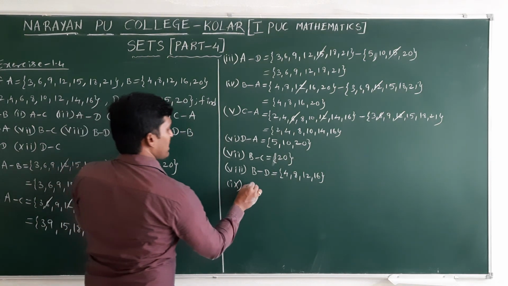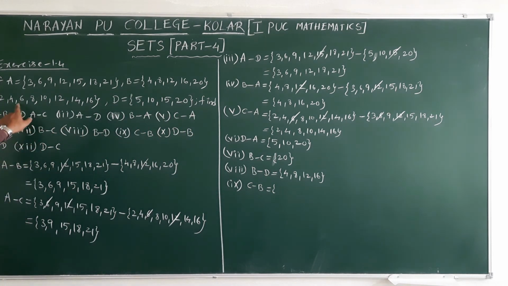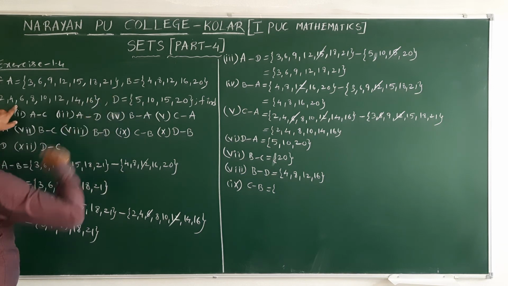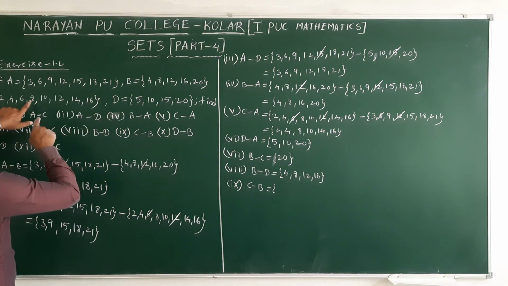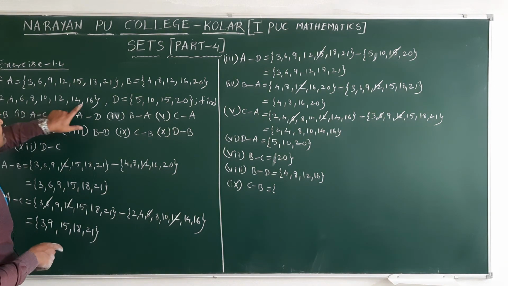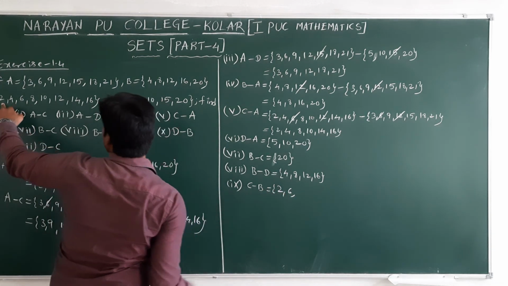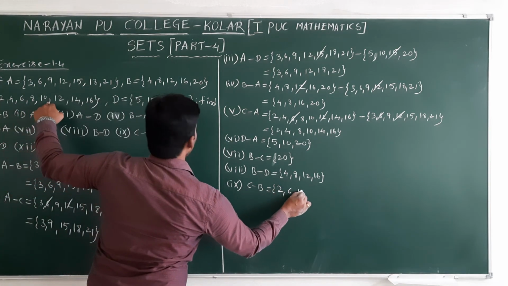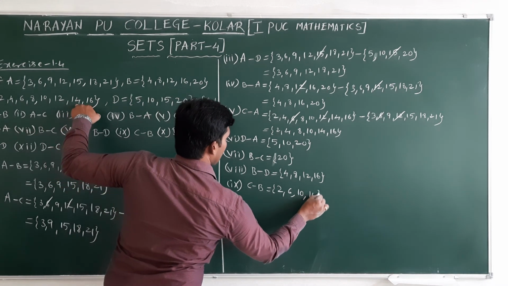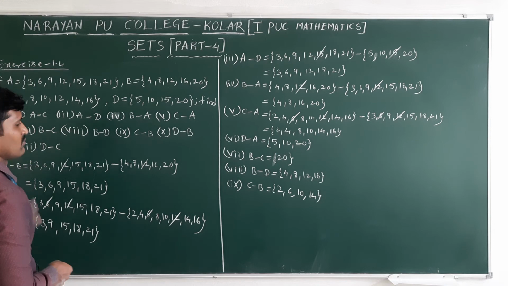Ninth one, C minus B. From C, eliminate the common elements in B. 4 cancel, 8 cancel, 12 cancel, 16. What remains? 2, 6, 10 and 14. Because we are not taking the repeated common elements from C and B. Okay, condition wise.